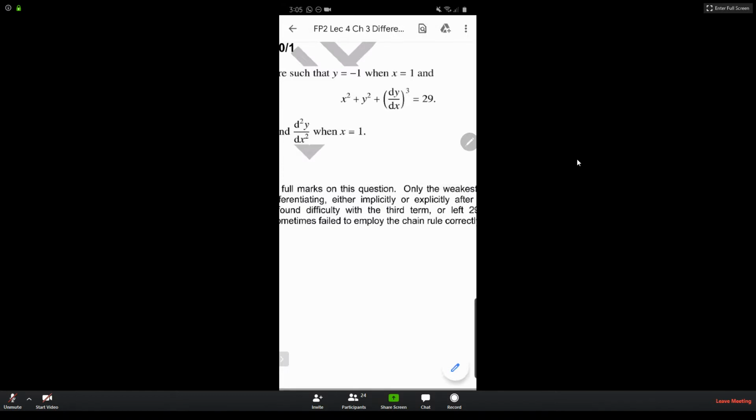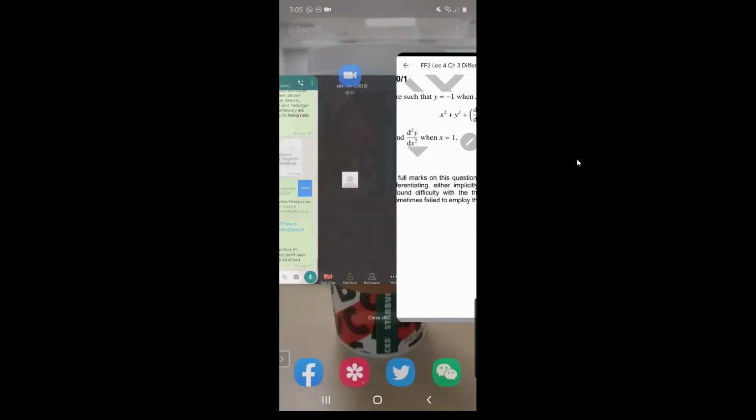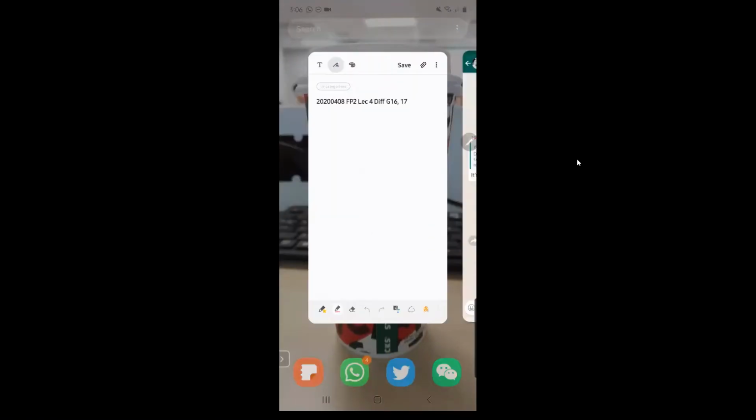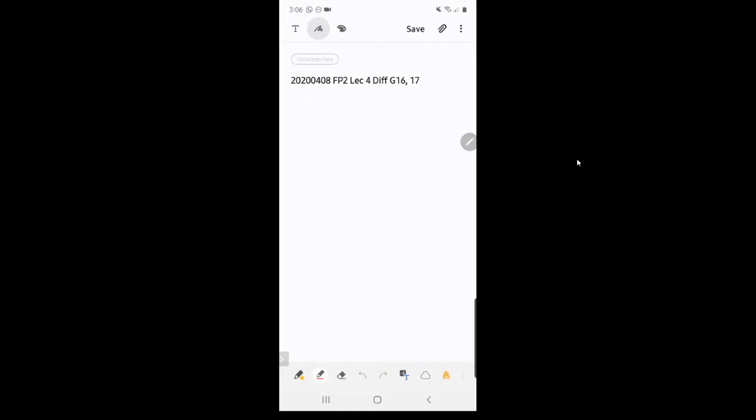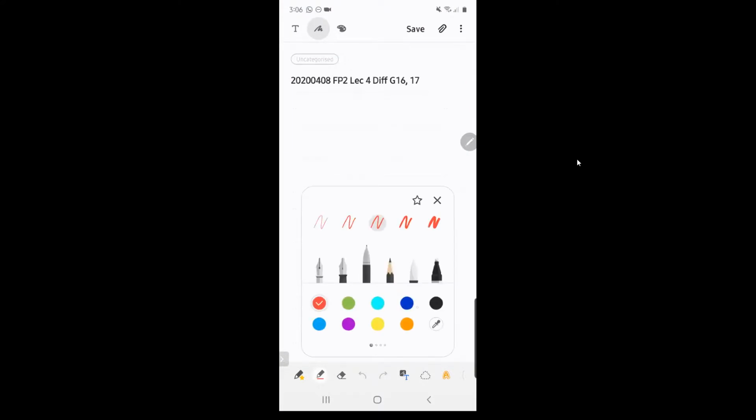Previously some people asked me, if we have this kind of situation, how are we going to differentiate? The answer is, you differentiate the (dy/dx) cubed as usual using the power rule, and remember to differentiate the term in the bracket. So let's look at how we do this question. We first start with the equation. This is question number 58.